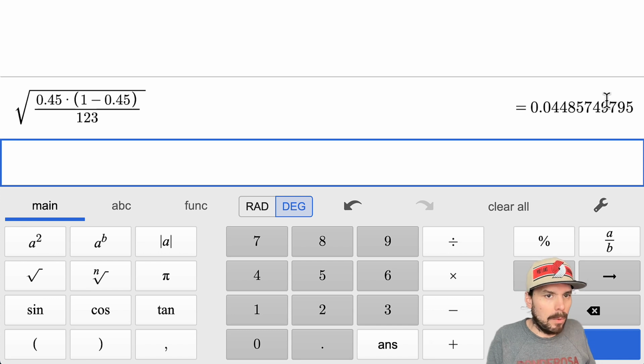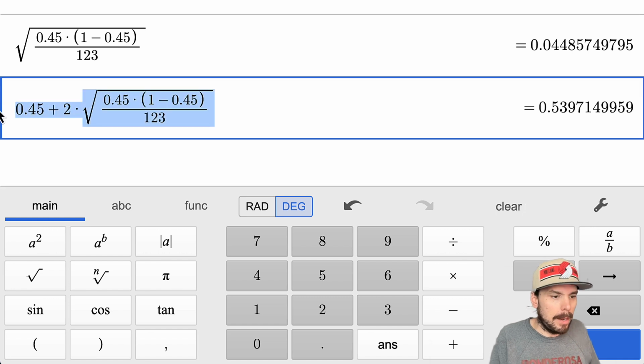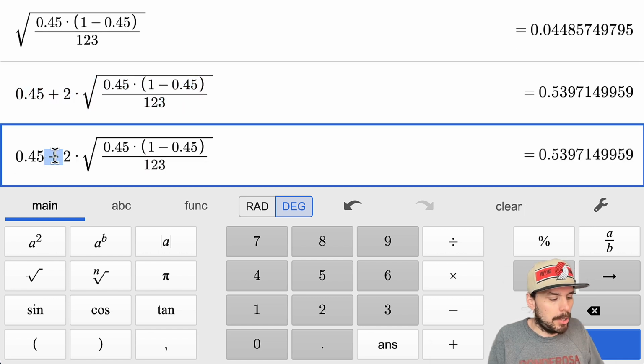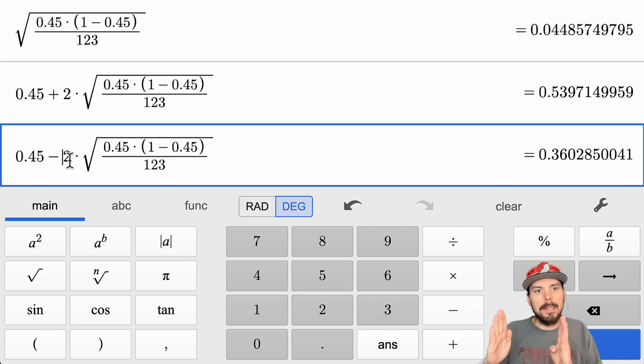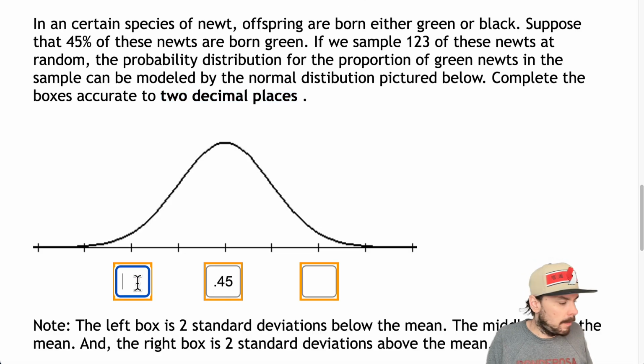I want to keep that full precision and now start with that mean value, which is our population proportion, and I'll add 2 of these, so 2 times, and now I can just copy and paste that whole expression. And again, copying and pasting and just changing it to a minus 2 times that standard error. So this is the population proportion plus 2 standard errors and minus 2 standard errors, giving me 54% and 36%. So 0.36 on the left, 0.54 on the right.